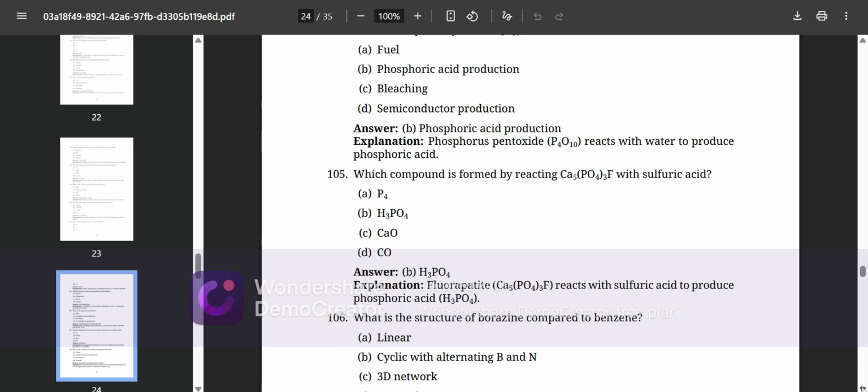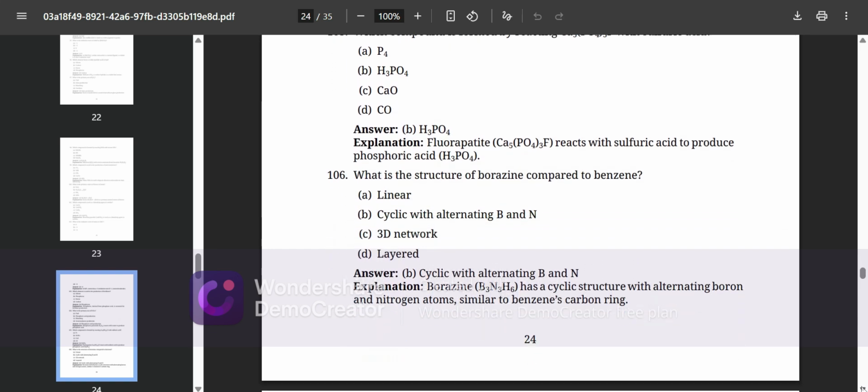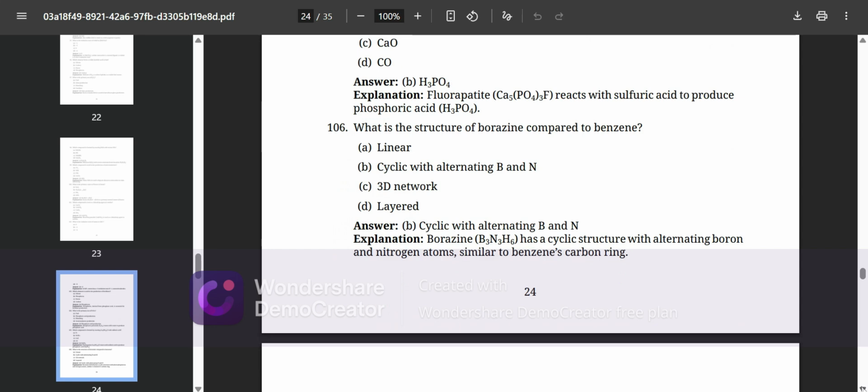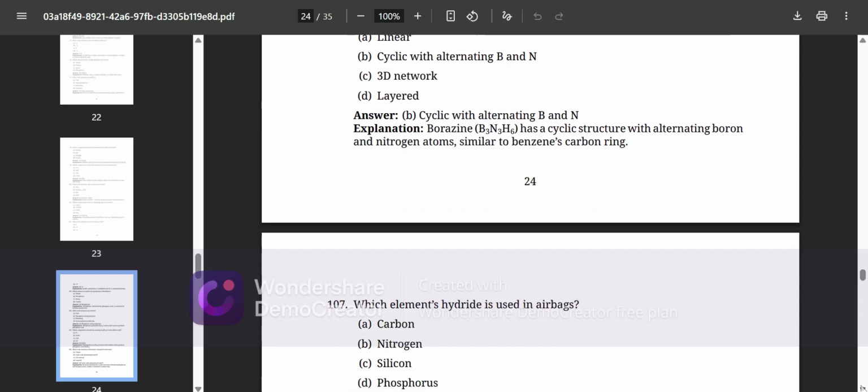What is the structure of borazine compared to benzene? Cyclic with alternating boron and nitrogen. Borazine B3N3H6 has a cyclic structure with alternating boron and nitrogen atoms, similar to benzene's carbon ring.